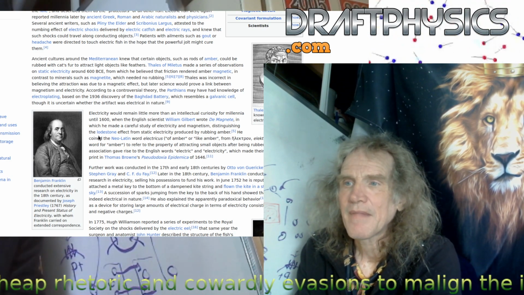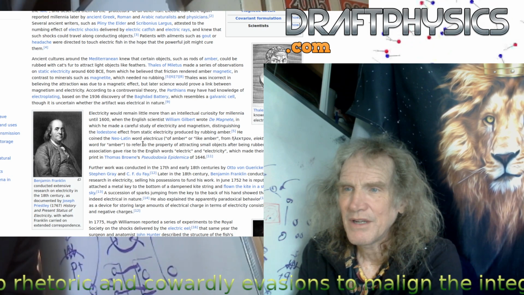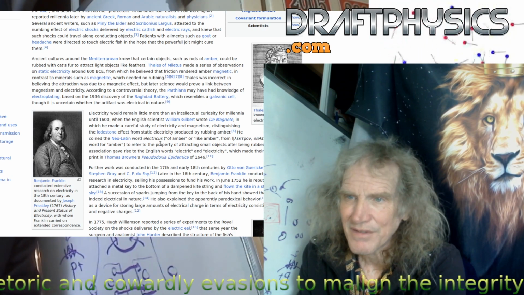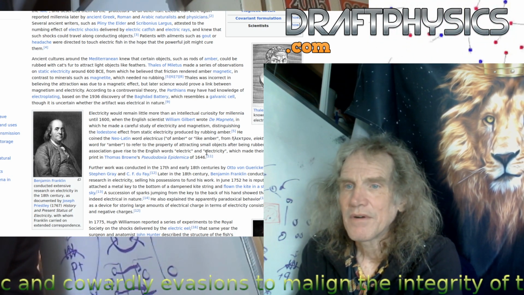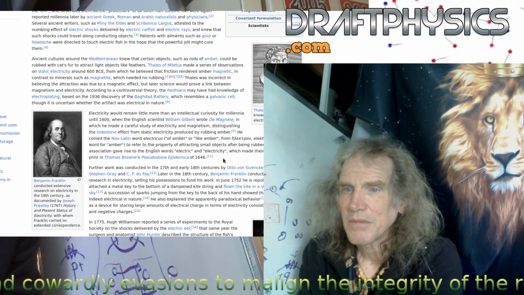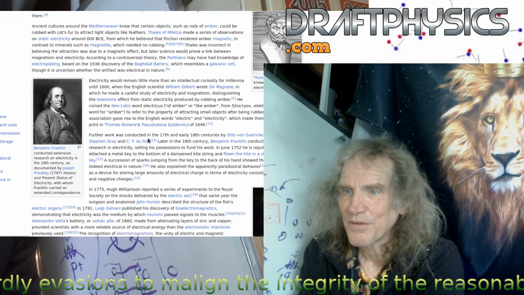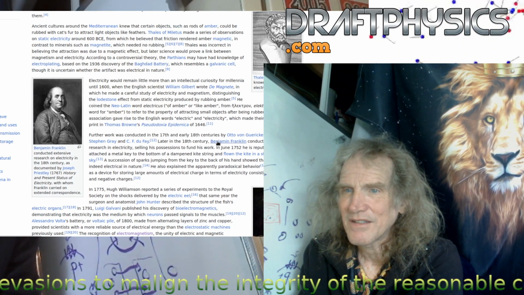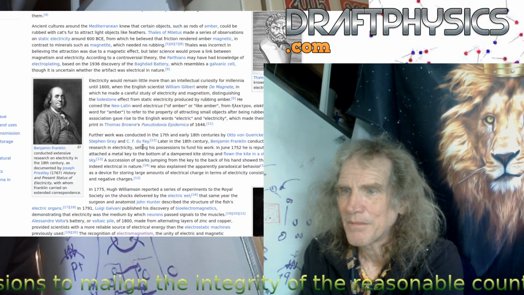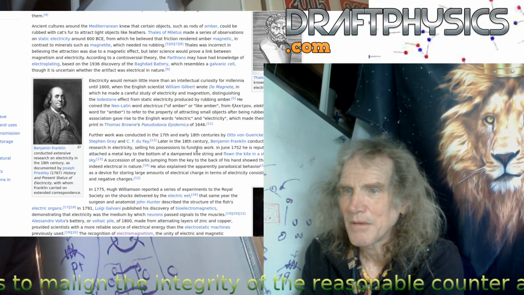All right. He coined the Neo-Latin word electricus, amber, rubbed, electricity, who cares? All right. Further work was conducted in the 17th and early 18th centuries by Otto somebody and Robert somebody and Stephen somebody and so on.